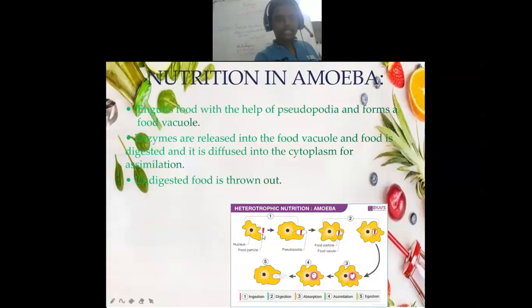As we can see, this is the organism, and this amoeba is engulfing the food, and then digestion is going on, and then assimilation is done, and then the food is ejected. Here you can see the food is thrown out of the body.